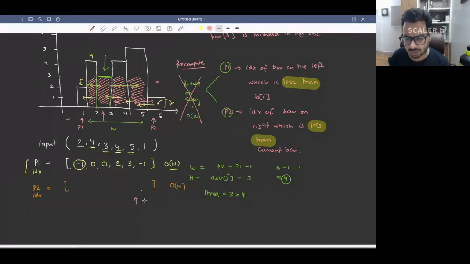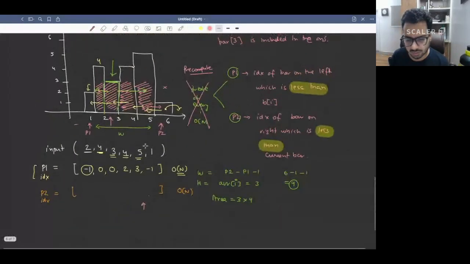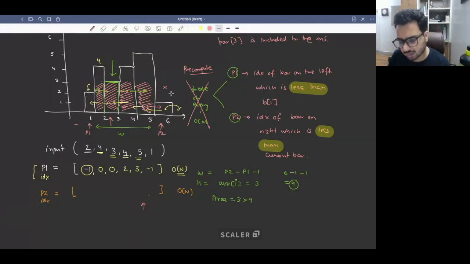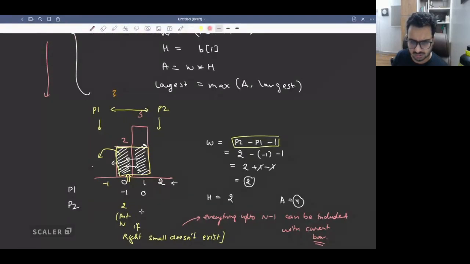What if the last bar is 2 instead of 1? If the last bar would have been 2, then again the answer would have changed, right? So we could have included it with this bar, the first bar, and we can still get an area of 12 starting from the first bar. P1's last index is 1. Okay, let's complete this.